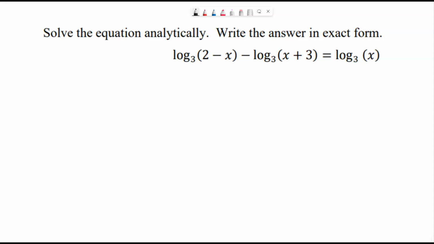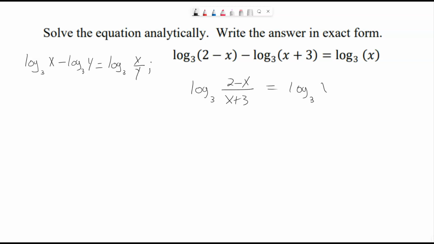But I'm going to combine these on the left using the principle that log base 3 of x minus log base 3 of y would equal log base 3 of x divided by y. That rule allows us to bring these two together as log base 3 of the numerator 2 minus x over the denominator x plus 3. All this equals log base 3 of x.